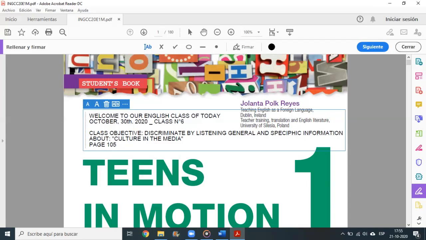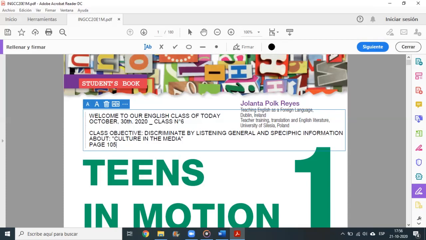El objetivo es discriminar auditivamente información general y específica acerca de, el título es Culture in the Media. Ya, cultura dice en los medios. Page 105, en la página 105.